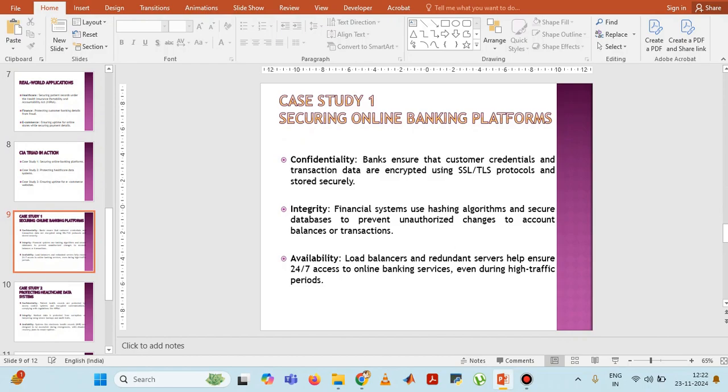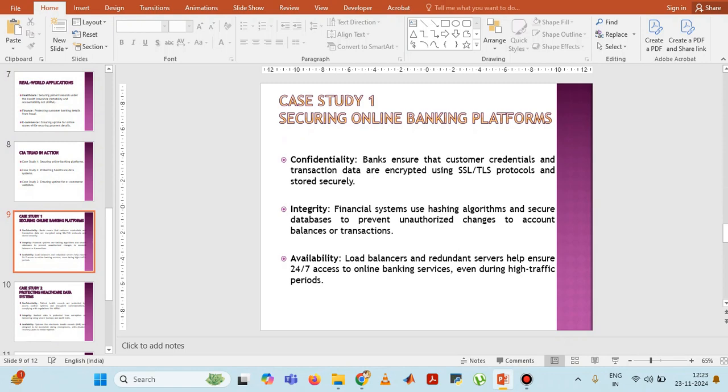First is case study 1, which is securing the online banking platforms through the CIA Triad. C for confidentiality, as I have already told. In the banking sector, banks ensure that customer credentials and transaction data are encrypted using SSL and TLS protocols and stored securely so that the confidentiality of the customer data should not be breached.